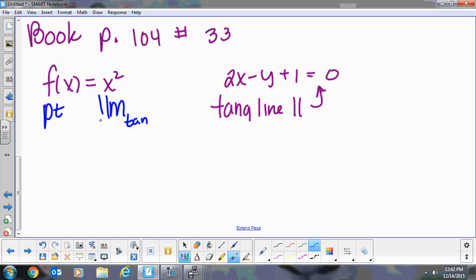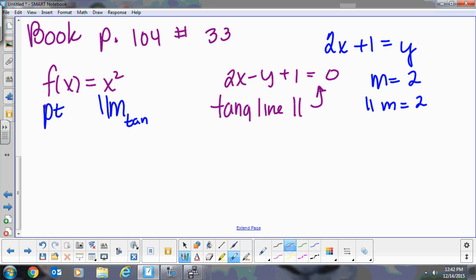Parallel slope. You with me? So how do I find the slope of this line? What do we do? Move y over. Is that slope-intercept form? What's the slope? 2. What's the parallel slope? 2. What's the perpendicular slope? -1/2. So what slope am I using for my equation over here? 2. Right. So I still need a point, and that doesn't tell me where that's happening, does it?